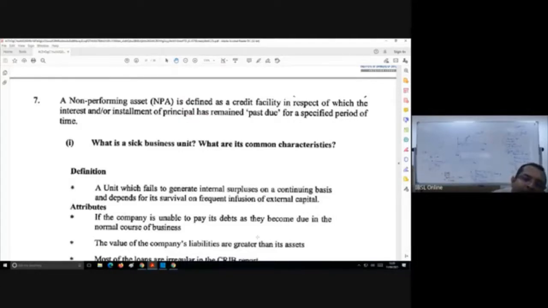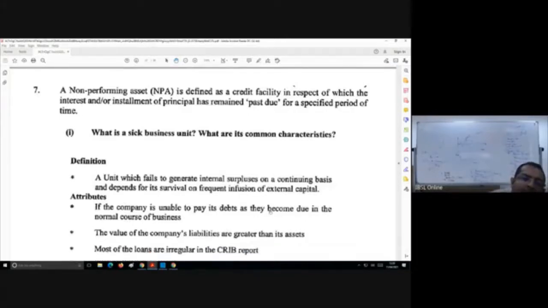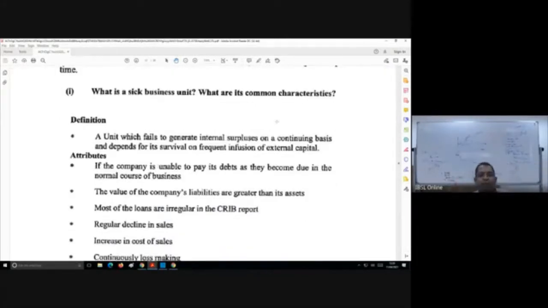What is a SIC business unit? This is the definition: a unit which fails to generate internal surpluses on a continuous basis and depends for its survival on frequent infusion of external capital. That means if a business is making losses continuously and for all their expenses and loan payments they want external funding, then it is a SIC business unit.